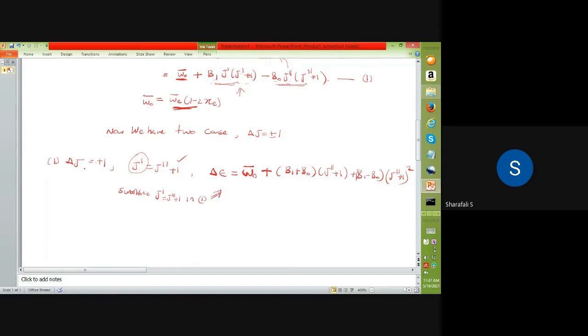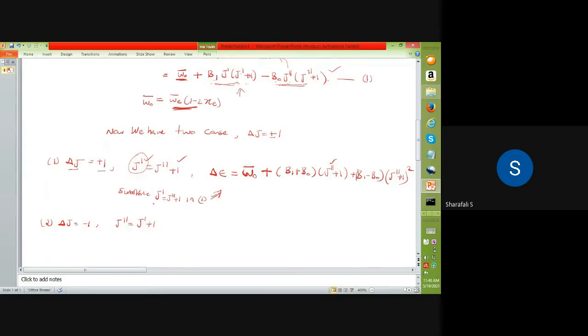So in this case, when delta j equal to plus 1, all the j values will be in j''. Okay, if you remember, because we are substituting for j' in this particular equation. So j' will be replaced with j'' plus 1. Similarly, if you consider the second case, that is delta j equal to minus 1, we have j'' equal to j' plus 1, or j' equal to j'' minus 1 in this particular equation.